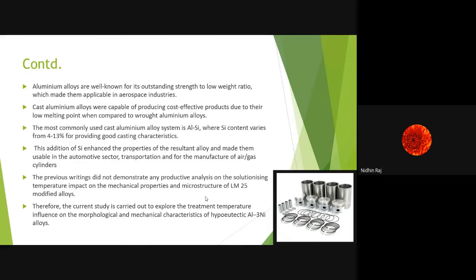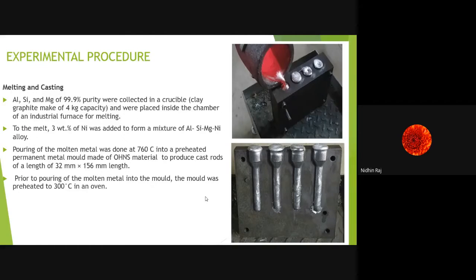Now, regarding the melting and casting stage of the experimental procedure, that is the next point that I want to discuss here. As I said, aluminum, silicon, and magnesium of high purity were collected in a crucible and placed inside the chamber of a melting furnace. Then 3% nickel by weight was added to this melt and stirred for a long period of time so that we get a uniform mixture of aluminum, silicon, magnesium, and nickel.